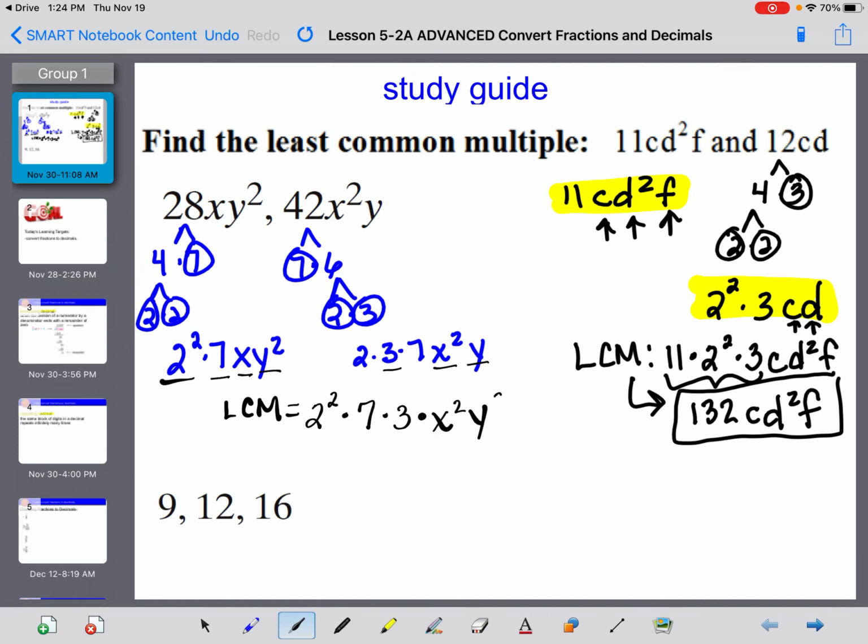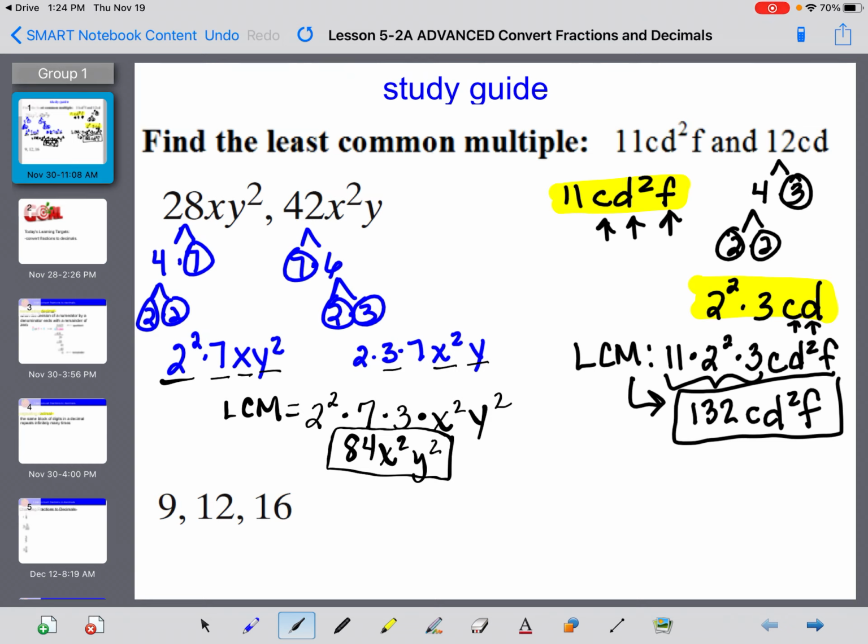Then I do the math. 2 squared is 4. 4 times 7 is 28. 28 times 3 is 84. 84 x squared y squared is the least common multiple of these 2 expressions.